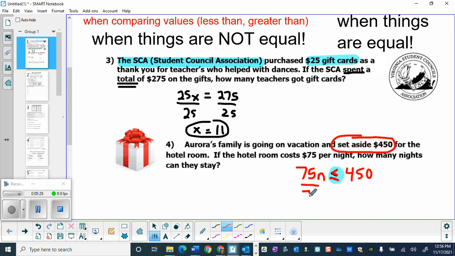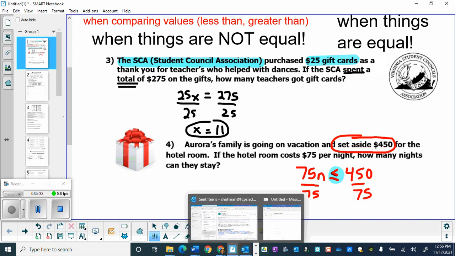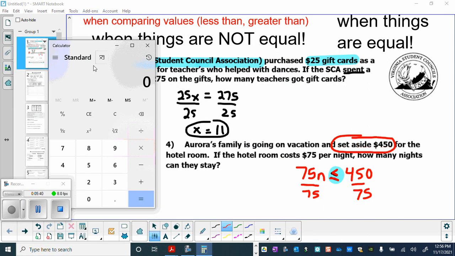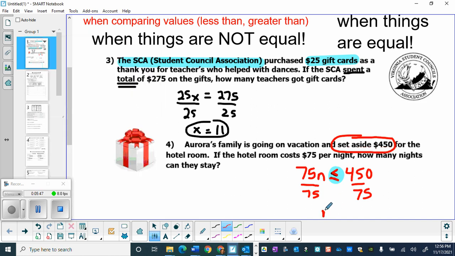So now to solve, if we want to see how many nights they can stay, let's divide by 75. Let me get my calculator back out. Whoops, I don't have it. Let's get that. Here we go. So the 450 that they could spend divided by the 75 looks like they could stay for 6 nights.